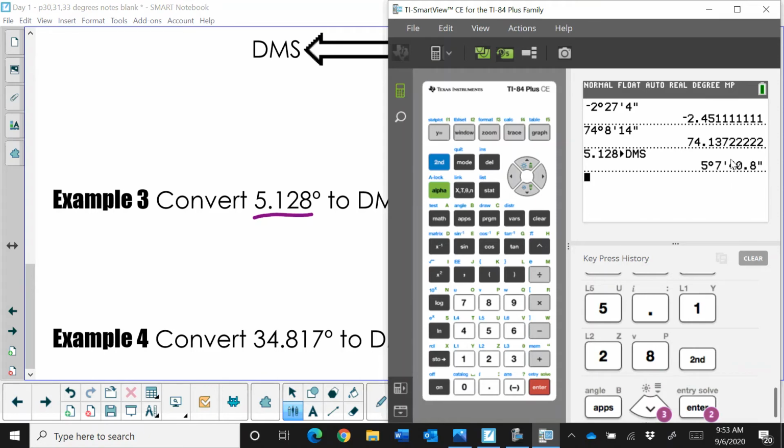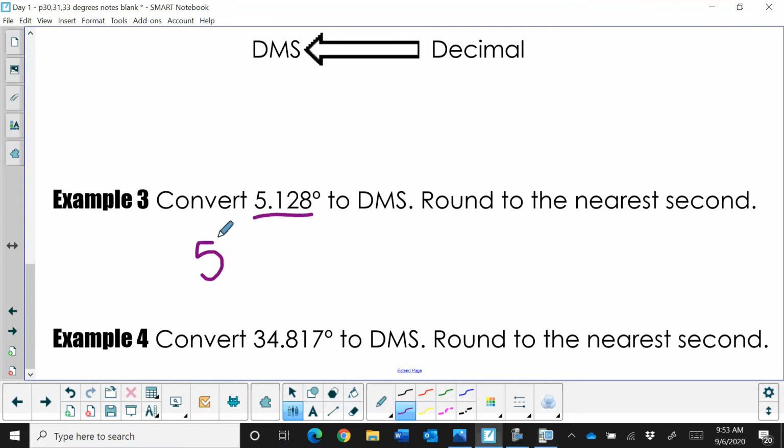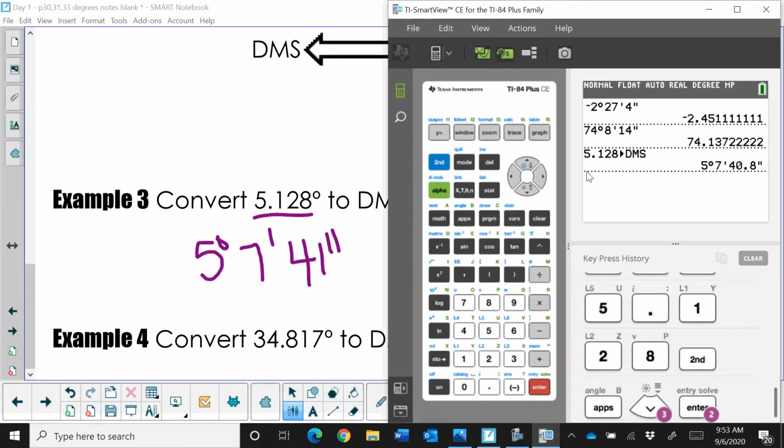Well, we're going to round the second to the closest second, so that'll be 41. So 5 degrees, 7 minutes, and 41 seconds. Let's do one more example, and then we'll finish up with this topic.